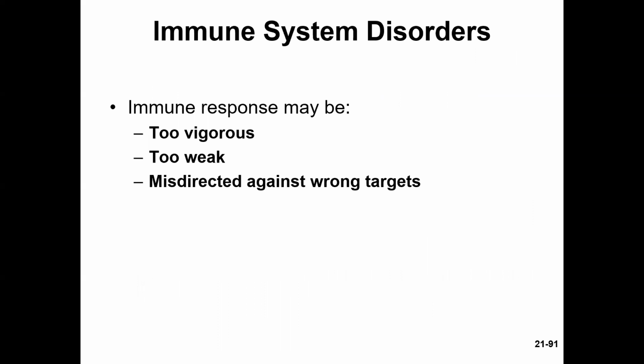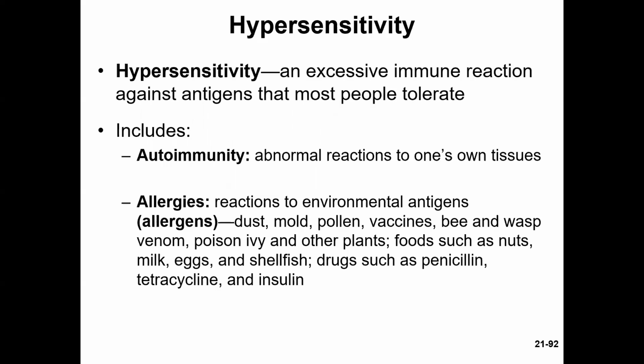Okay, so the immune response may be too vigorous, too weak, or misdirected against the wrong targets. So what is classified as a hypersensitivity response? It's an excessive immune reaction against antigens that most people tolerate. This will include autoimmunity, an abnormal reaction to one's own tissues. This is also inclusive of allergies, which are reactions to environmental antigens.